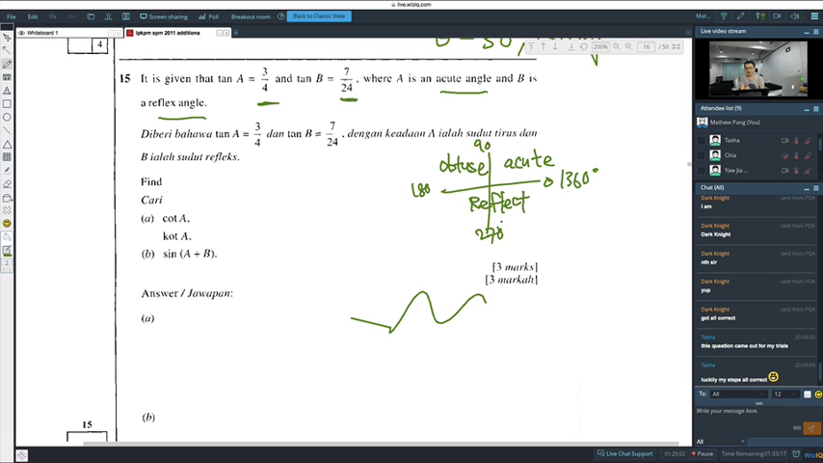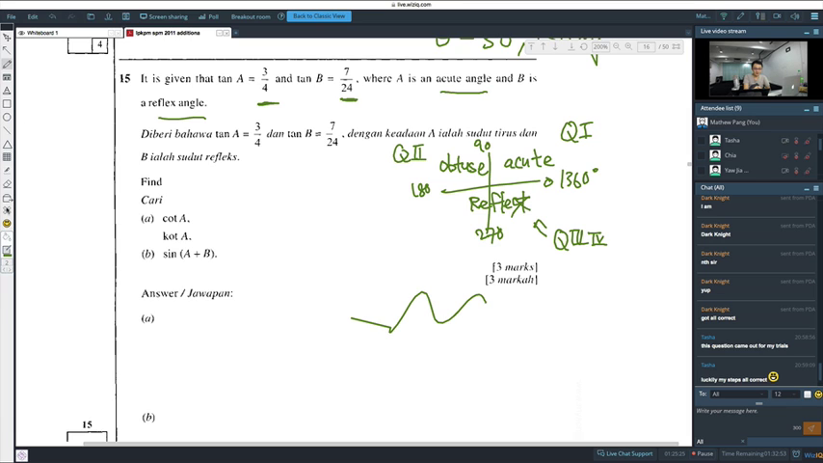So basically, when I see an acute angle, I know it falls in the first quadrant. When I see an obtuse angle, I know it falls in the second quadrant. When I see reflex, this is X. A reflex angle, I know, falls in the third and fourth quadrant. So this is something you have to understand, because you have to draw the triangle over there.